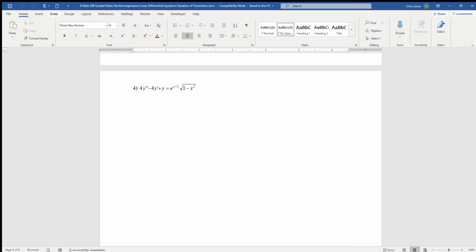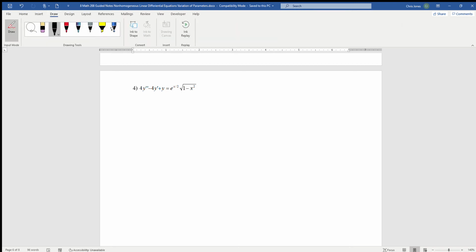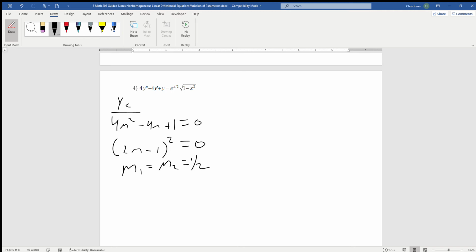Complementary solution, just like we've done countless times at this point. 4m squared minus 4m plus 1 equals 0. Factoring, I think this is another one of those double roots, so we get 2m minus 1 quantity squared. And if we go through and solve it, m1 equals m2 equals 1/2.